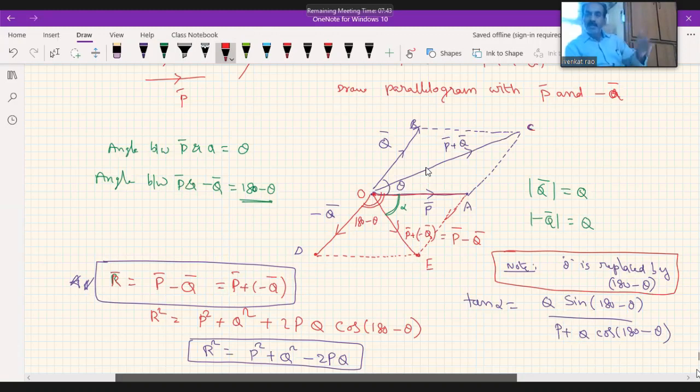Everywhere between P and Q, angle 30, suppose P and minus Q 150. Between P and Q 60, P and minus Q 120. Between P and Q 120, P and minus Q 60.